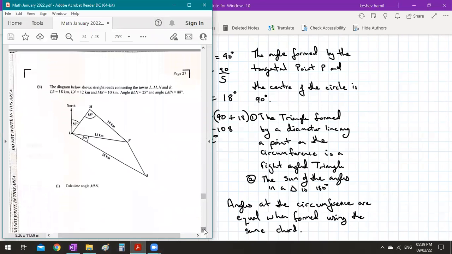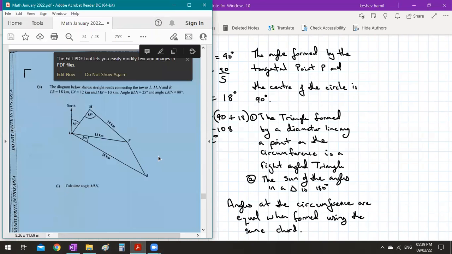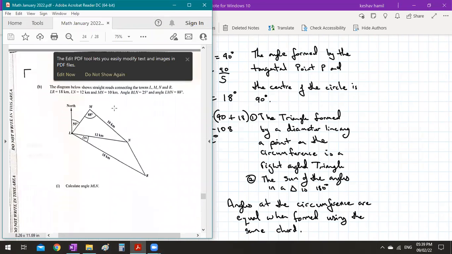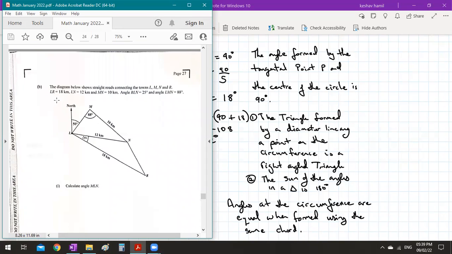Then we go on to B. The diagram below shows a straight road connecting towns L, M, N, and R. LR, so L to R is 18 kilometers. L to N is 12 kilometers. M to N is 10 kilometers.